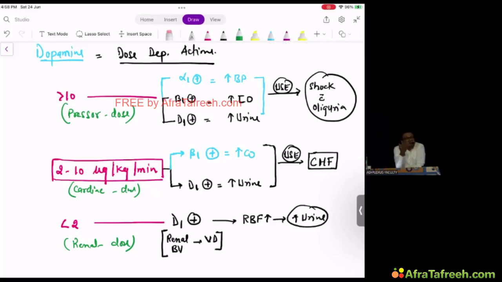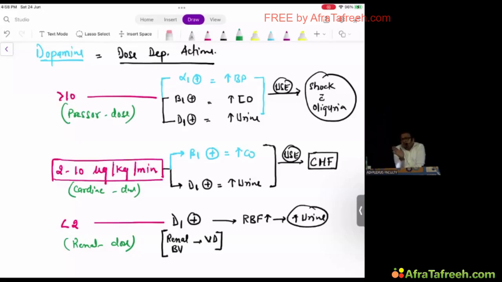Route is what? Look at the dosing. IV infusion. So you go to ICU. Most patients in ICU are not able to maintain their BP. You will find dopamine dosing goes on. If only cardiac action, moderate dose; high pressure action, high dose.